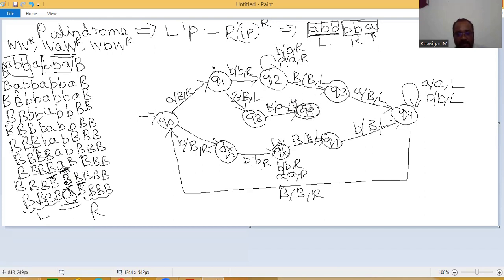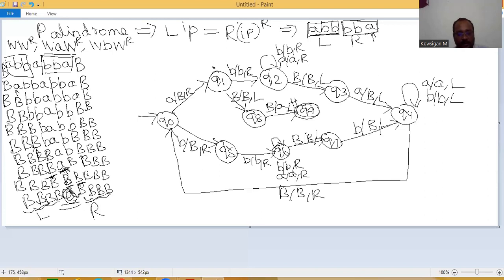Okay. So this is the final state. So now you can see here, after replacing this blank with A, you can see here in the left hand side everything is blank and the right hand side everything is blank. So we have justified the input belongs to the palindrome.